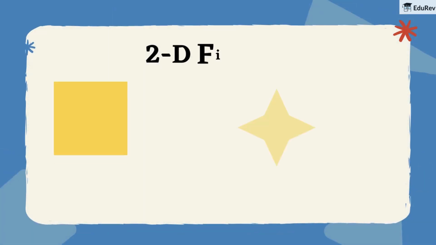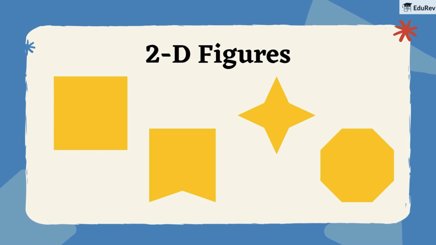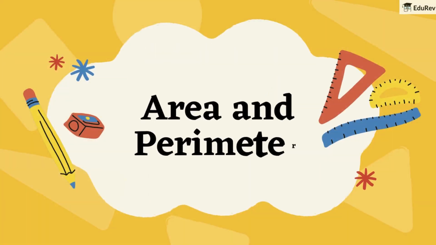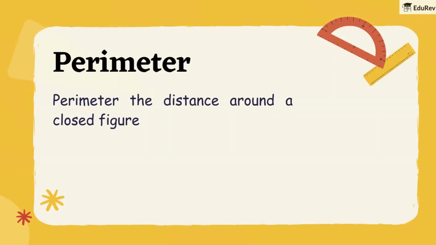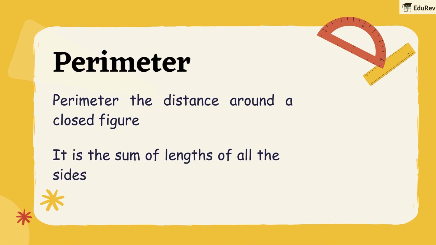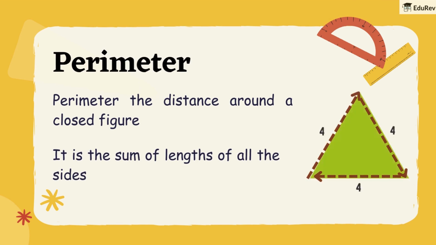Some more 2D figures are. Next, we dive deeper into the concepts of area and perimeter. The perimeter is the distance around a closed figure. It is the sum of lengths of all the sides. For example, if we have a triangle with sides measuring 4 units, 4 units, and 4 units, we can find the perimeter by adding these lengths. 4 plus 4 plus 4 equals 12.